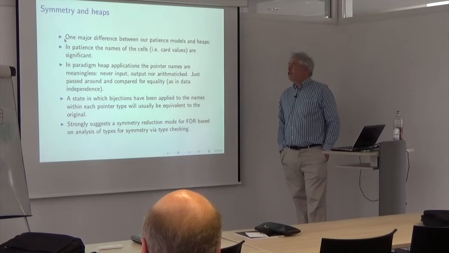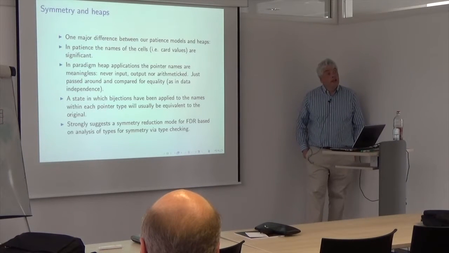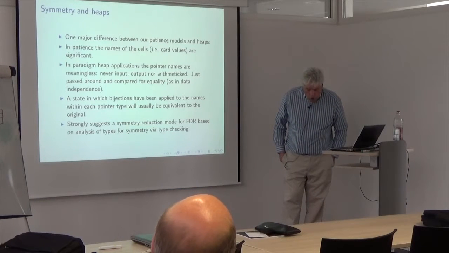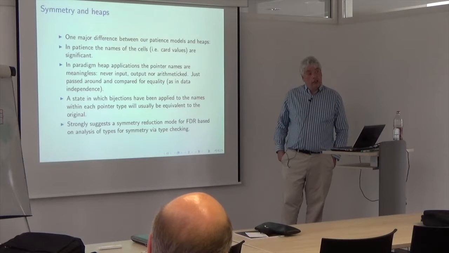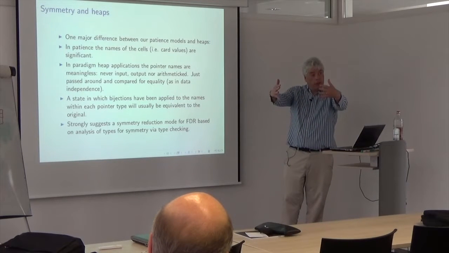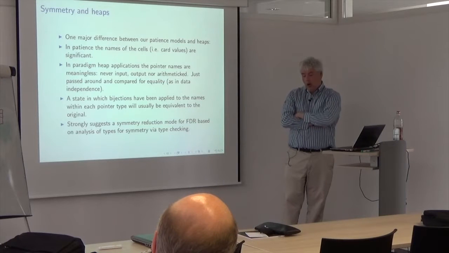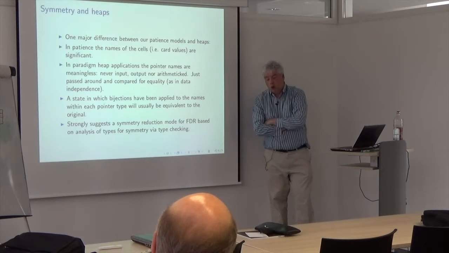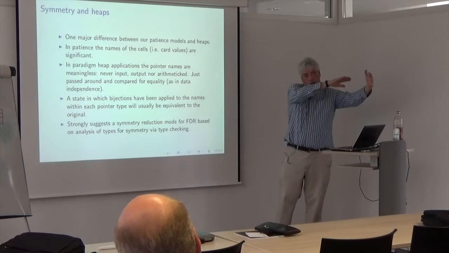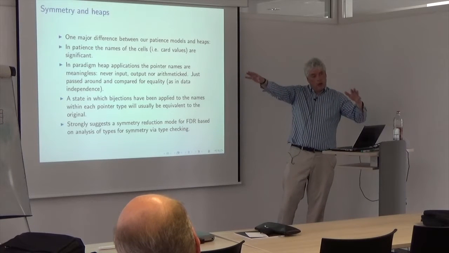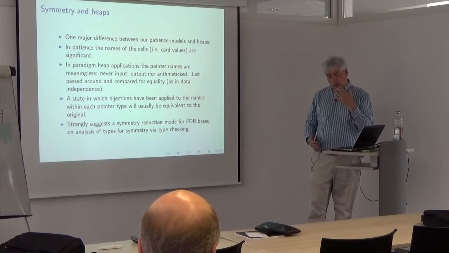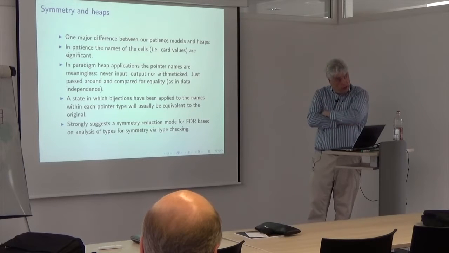But there is one major difference between our patience models and heaps. Namely that we actually care, because they're vital to the game, what the card values are. I actually care that this is a 3 of clubs, and that's a 7 of spades. Whereas in paradigm uses of heaps and pointers, you will find that it doesn't matter at all whether I've got cell 17 here and cell 13 there, or vice versa. There's an actual symmetry in the use of pointers that simply is not there in the use of cards.